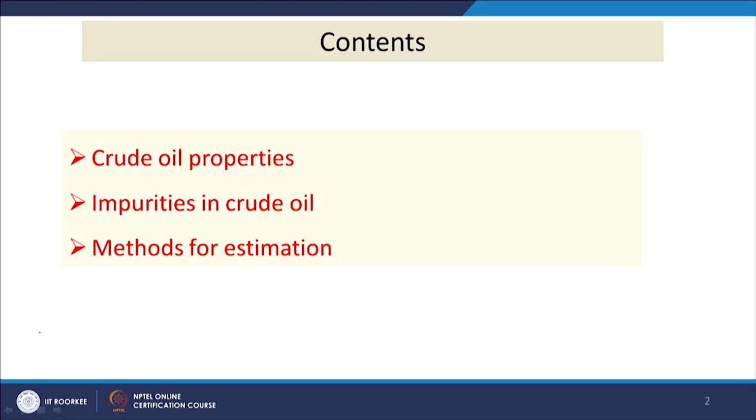So, the content is crude oil properties, then impurities in crude oil and methods for estimation. How we will estimate, that we will also cover in this class. Now, we will see the properties of petroleum. Petroleum has some properties which are interesting for us as we are dealing with its utilization as an energy feedstock. Like coal, it also has some properties, but unlike coal, petroleum is mostly used to produce transportation fuel.